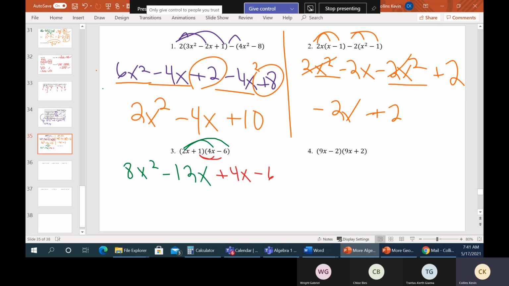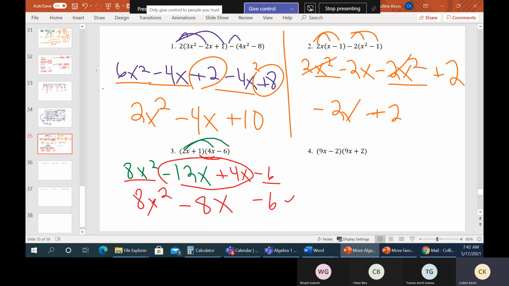So the only thing we look for now, and there's a pretty standard pattern to these things, is usually we get just an x squared term. So bring him down. So that's 8x squared. We get a number guy, bring him down, minus 6. And then we get 2 guys that have x's that we can combine. Okay? So we have minus 12 plus 4, that would be negative 8x. And that's our final answer.